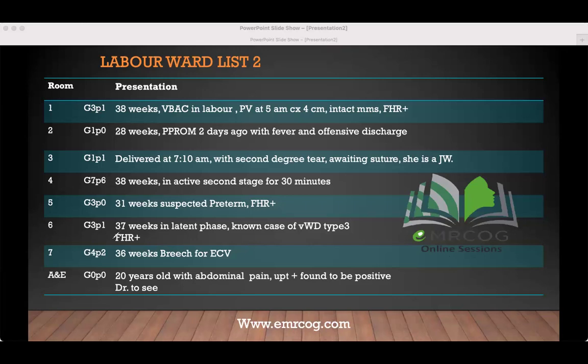In room number 6, who will do this cervical length measurement? The ST2 or a midwife? If your ST2 is competent to do the scan, fine, or otherwise it can wait until you finish the emergency and you perform the bedside scan. So here looks like a big case for you.